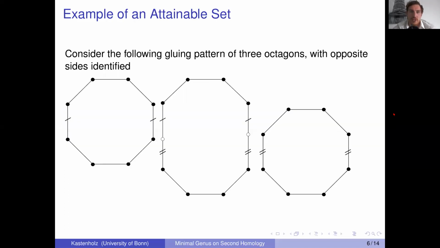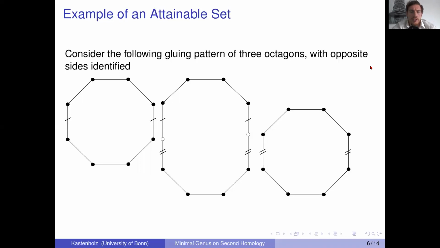So let's start with an example where we have the following gluing pattern of these three octagons, where we identify the once dashed lines with each other, and we identify the twice dashed lines with each other. And we also identify opposite sides. So we identify this side with that side, this side with that side, this side with that side, and so on. So the space we get is basically built from three surfaces of genus 2 glued together along simple closed curves.